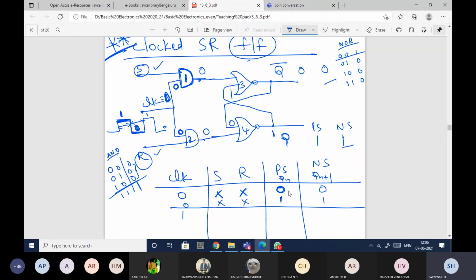So from this I can say that if I have clock equal to 0 and S and R values are don't care, then whatever might be the present state, the next state is not changing. NC indicates not changing. Okay, hope this is clear. Again, I'll go to the next case.